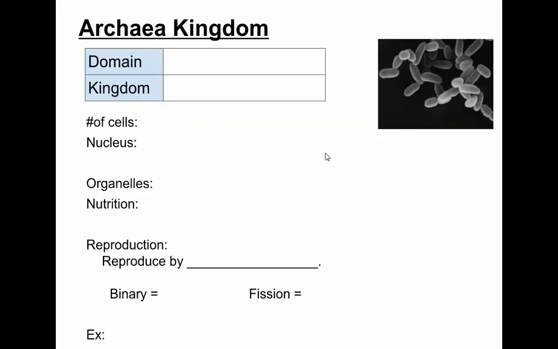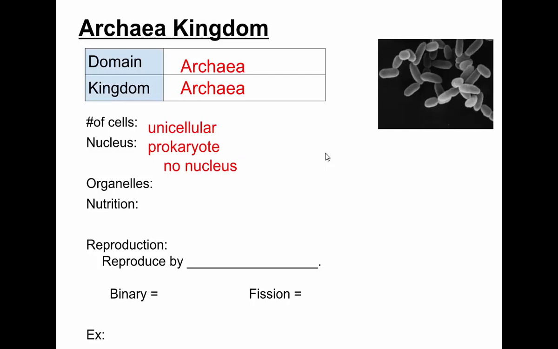All right, let's talk a little bit about these Archaea. Now, a lot of this will be things we've already said, but we'll just sort of summarize. So Archaea is in what domain? Archaea. What kingdom? Also Archaea. How many cells are these organisms made out of? Michael? 1. They're single cell, unicellular. Give me a word about their nucleus. Grace? Prokaryote. They have no nucleus, and no other organelles also.